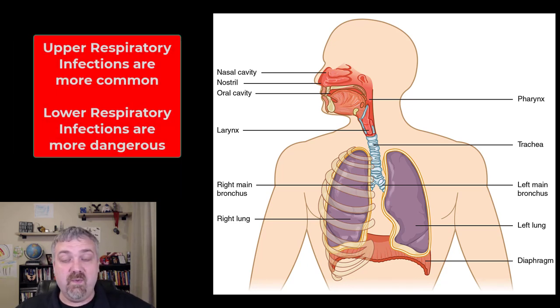Upper respiratory infections are way more common. So think about sore throats, ear infections, sinus infections, those kinds of things. Lower respiratory infections are potentially way more deadly. Think about pneumonia and these types of things. All right, so that's the first way to classify the respiratory system: upper versus lower respiratory tract.